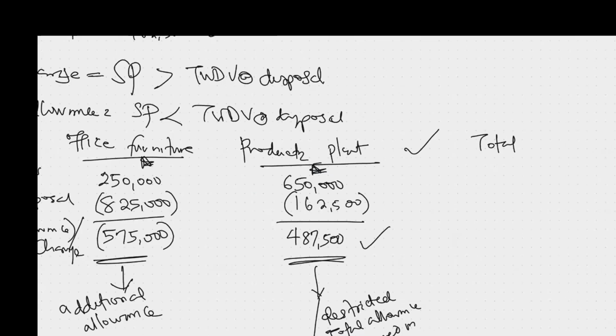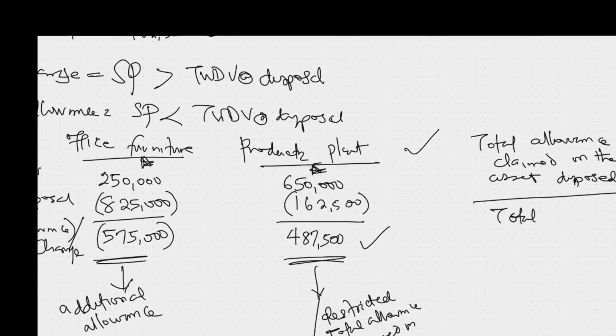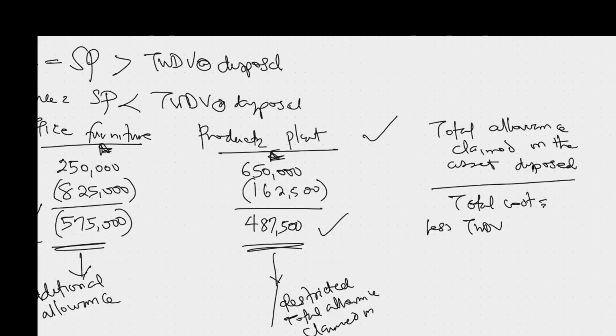To get total allowance claimed on the assets disposed, we will say total cost less tax residual value. So what's the total cost of production plants? What's the cost of production plants?